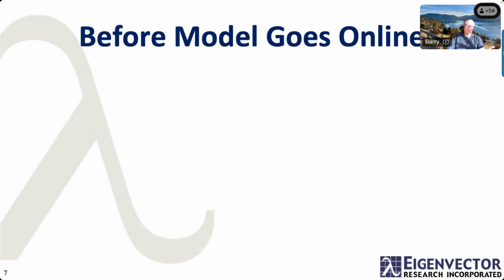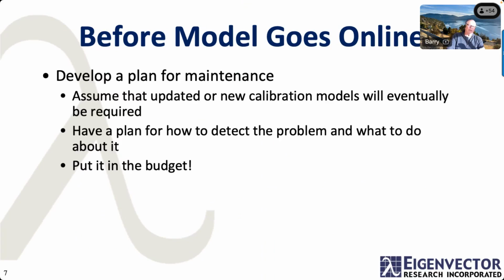So the first thing, though, that I want to say here is before your model goes online, it's a really great idea to develop a plan for maintenance. Assume that upgraded or new calibration models will eventually be required. There are a few very long-lived models out there. There's an awful lot of them that last a whole lot less time, because they're dealing with input streams that are constantly changing. In any case, plan for your model to eventually need to be updated.